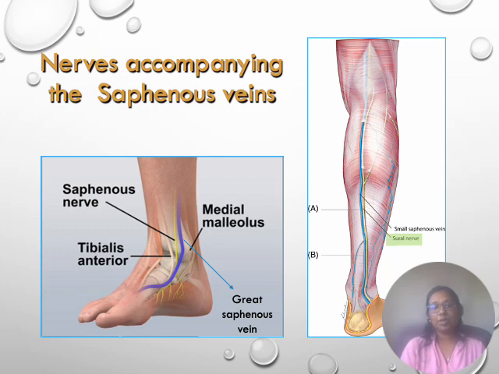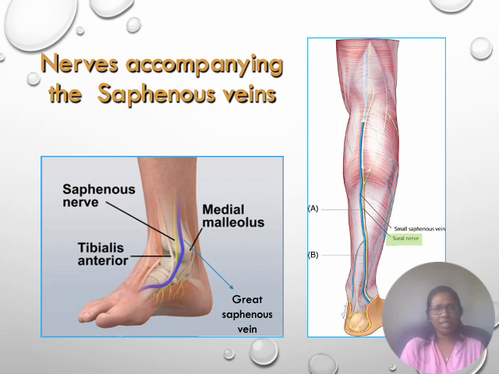The saphenous nerve is a cutaneous branch belonging to the femoral nerve. In the leg region and around the ankle joint, that is in front of the medial malleolus, the great saphenous vein is accompanied by the saphenous nerve. In the second picture, you can see the small saphenous vein accompanied by the sural nerve, once again a cutaneous nerve, which is a communicating branch belonging to both the tibial nerve and the common peroneal nerve.